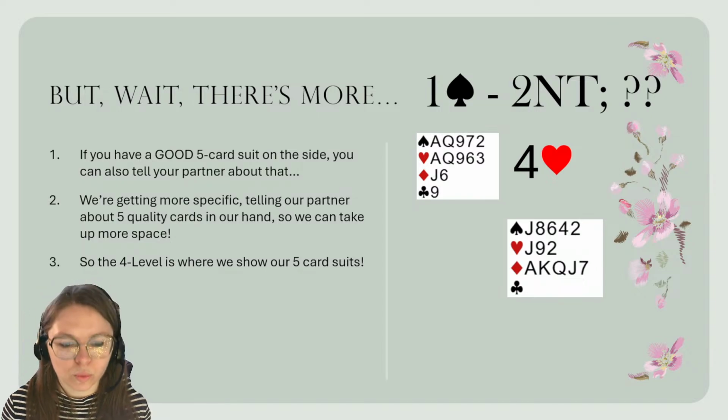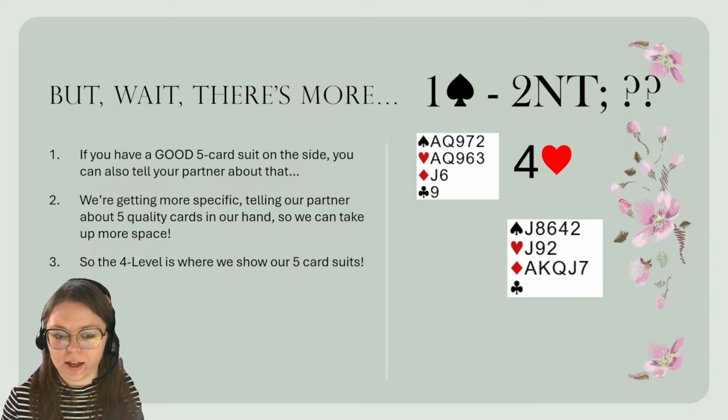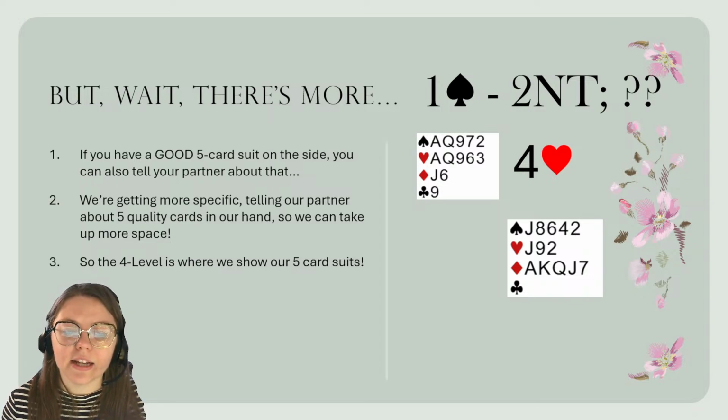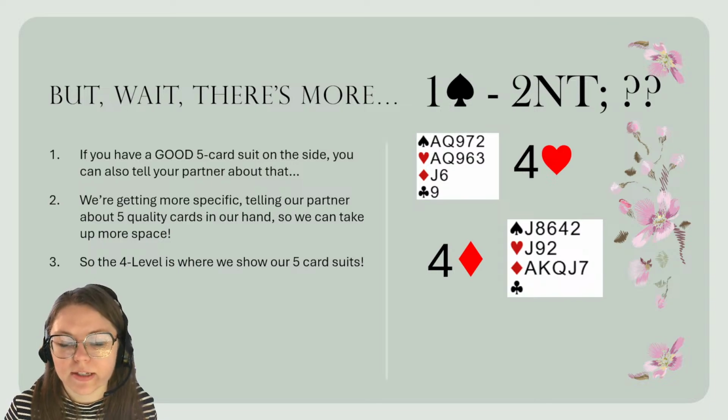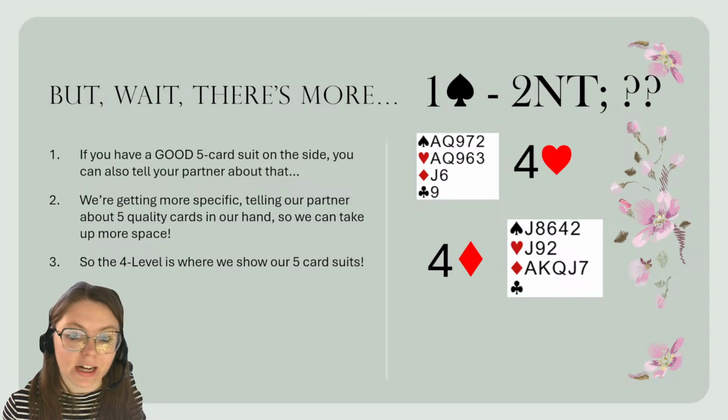They are trash. So I could tell them about the void in clubs, but I have ace, king, queen, jack, 5th of diamonds. So with this hand, I definitely want to bid 4 diamonds. So I want to let them know I have 5 quality cards in diamonds. There is trick-taking potential in the diamond suit.